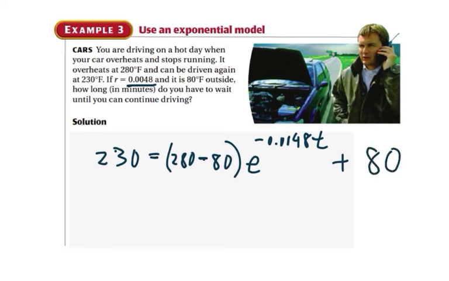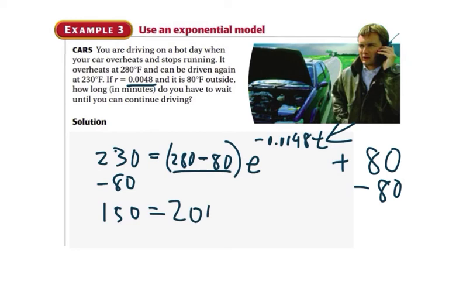Now, even punching this in the calculator would be kind of a challenge. So let me show you how you need to simplify this equation first before you plug it into the calculator. We're solving for t. We subtract 80 on both sides, which gives you 150 is equal to 200e to the negative 0.0048 t. Divide both sides by 200 to cancel out the 200.